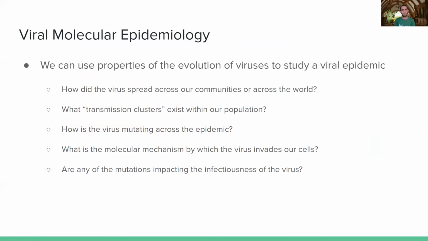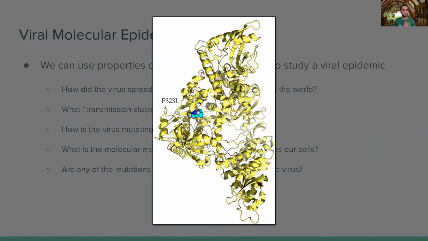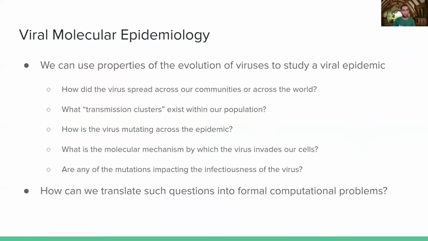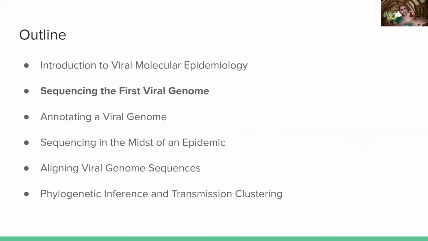And are any of the mutations impacting the infectiousness of the virus? We can do simulations to see where we predict that the mutations are going to land on the protein structure, and how we expect those to impact the mechanism that we've inferred. And my interest as a bioinformatician is, how can I translate all of those questions into formal computational problems? So that's kind of just some background. For the rest of the talk, I'm going to now translate some key problems that we have in public health into these computational problems, and I'll talk about some tools that solve those problems.